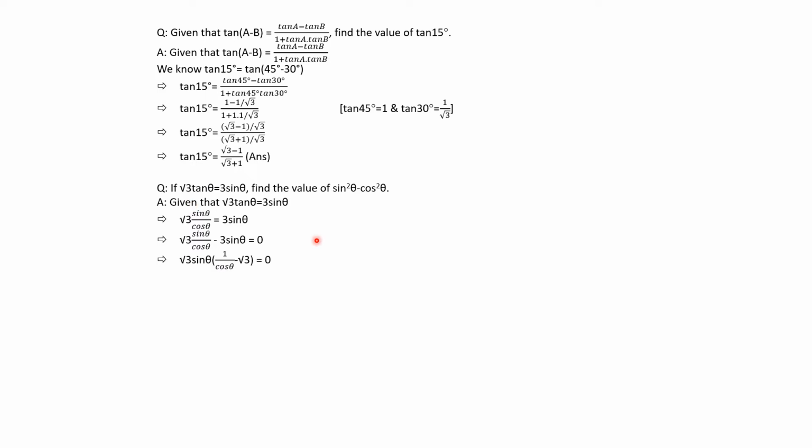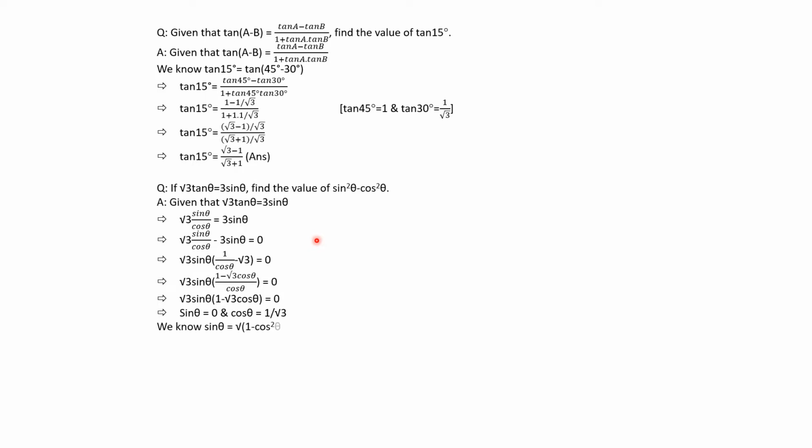Taking root 3 sin theta common, it is root 3 sin theta into (1 by cos theta minus root 3) equals 0. On simplifying, we get root 3 sin theta into (1 minus root 3 cos theta) by cos theta equals 0. This implies root 3 sin theta into (1 minus root 3 cos theta) equals 0. Now on equating, we get sin theta equals 0 and cos theta equals 1 by root 3.